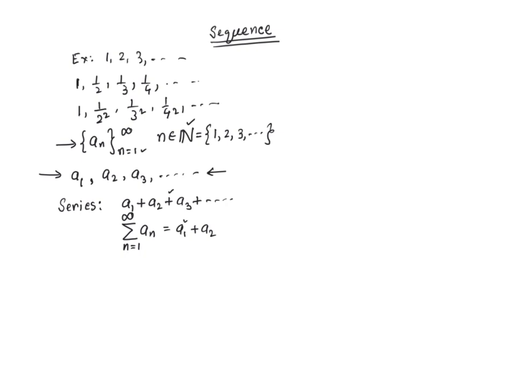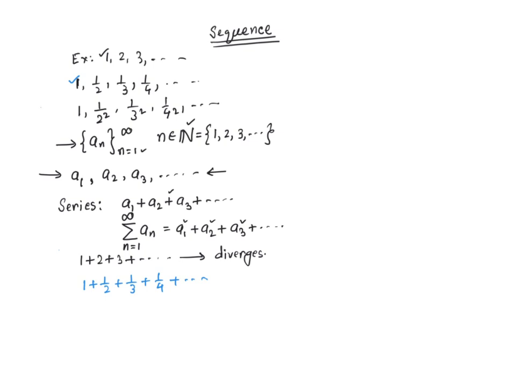If n is 1, it's a1. If n is 2, it's a2. If n is 3, it's a3. And it keeps going forever. And if we take the first sequence from here, it would be something like this: 1 plus 2 plus 3 plus and so on. And obviously you can see this series goes to infinity, meaning the series diverges. And I could use the second example, which is this one right here: 1 plus 1/2 plus 1/3 plus 1/4 plus and so on.